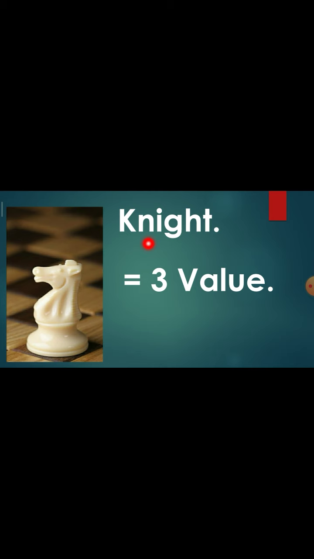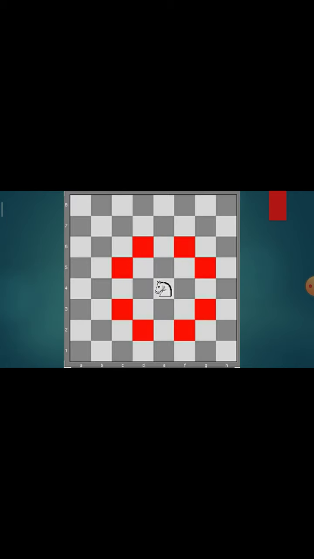After that comes the knight. The knight is given the value 3 because it's the important piece after the rook. Here we can see that here's a knight and all these red squares are showing the places where a knight can move, and a knight while moving makes an L shape, just like first square, second, and after that third. It creates the L shape.